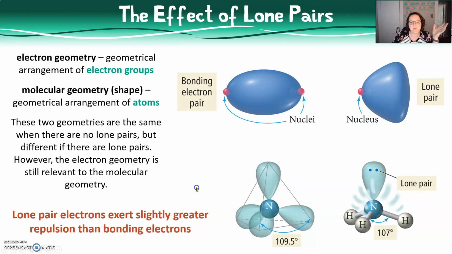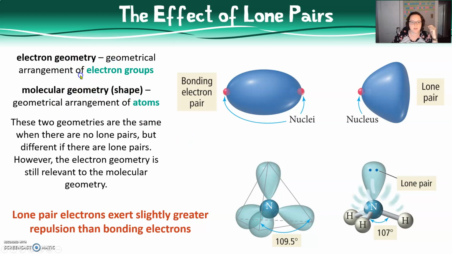Similarly to how the double bond has increased repulsion due to having more electrons, lone pairs also have increased repulsion due to the shape of the electron cloud on a lone pair, which is broader than the shape of the electron cloud on a bonding pair. When lone pairs are present on a central atom, we also need to make a distinction between the central atom's electron geometry versus its molecular geometry or shape.